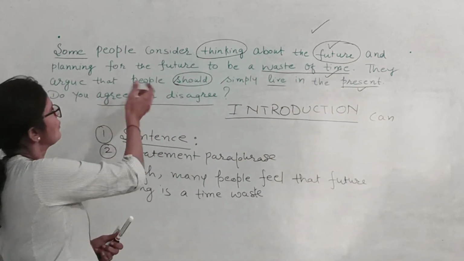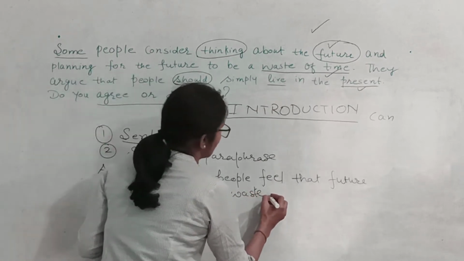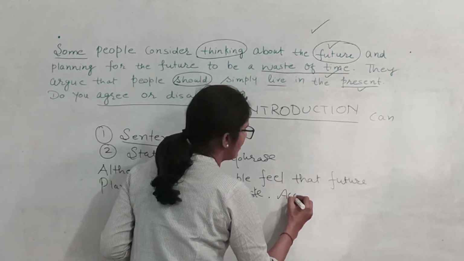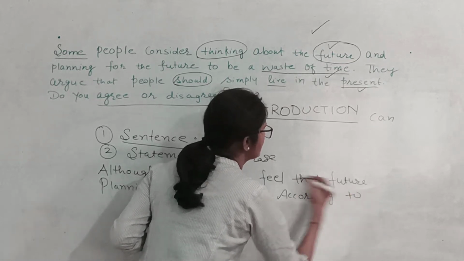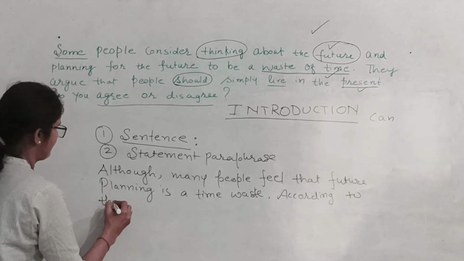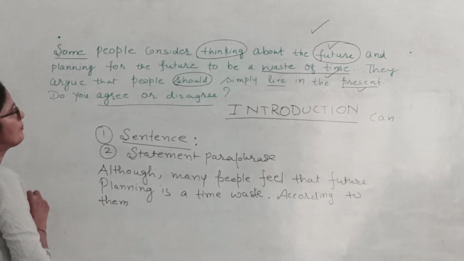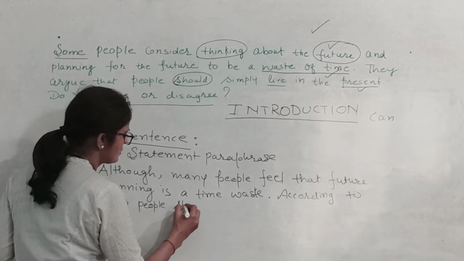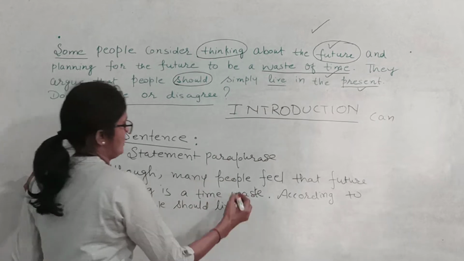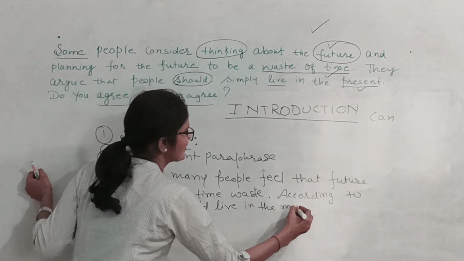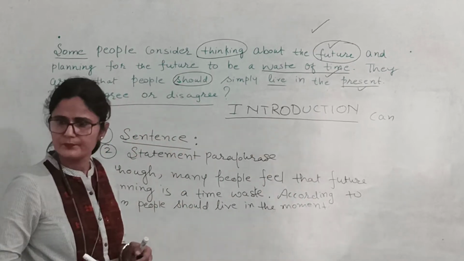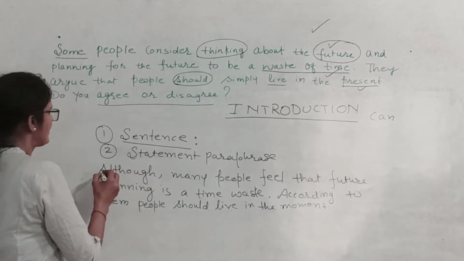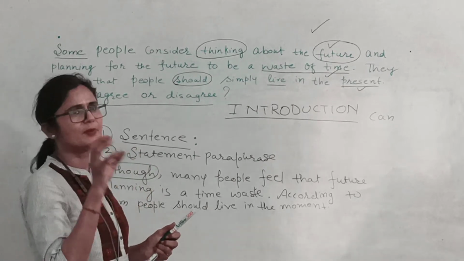Alright. And they argue that people should live in the moment. According to them, people should simply live in the present. According to them, people should live in the moment. Instead of present, I have written moment. Any doubt? Sure, guys? So the statement is over. You can start your essay from although, then write the statement by using synonyms.